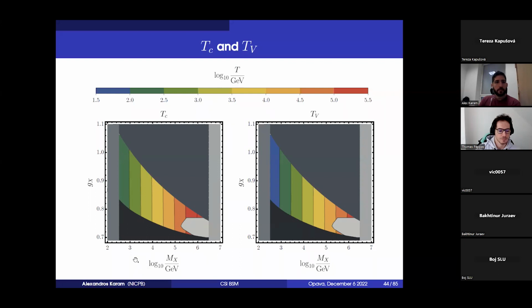So Mx needs to be between 300 GeV to 3 times 10 to the 5, also this region, and Gx can be from 0.7 something up to 1.07.